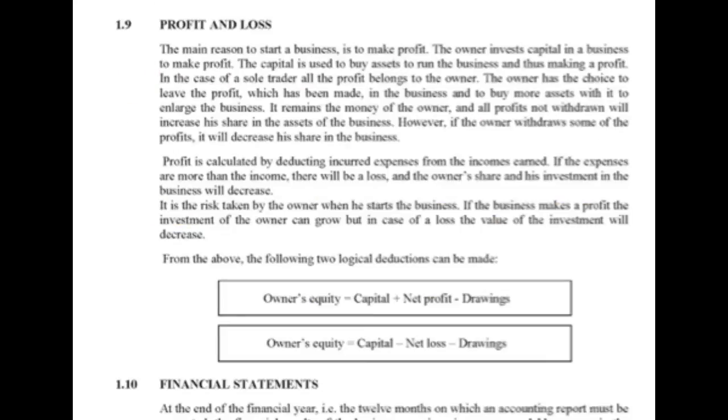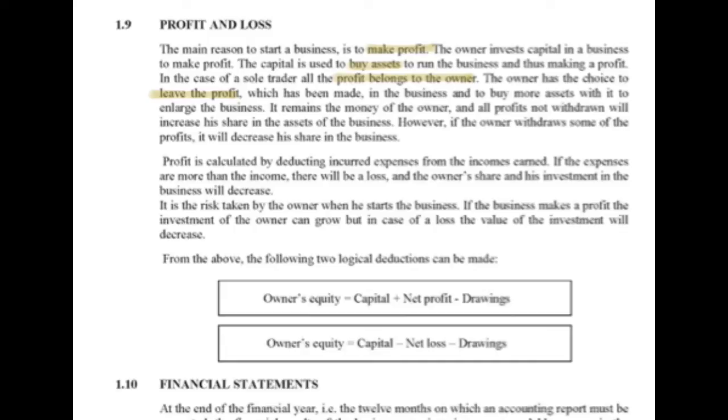Profit and loss. The main reason to start a business is to make a profit. The owner invests capital in the business to make the profit. The capital is used to buy assets to run the business and thus making a profit. So in the case of a sole trader, all the profit belongs to the owner. The owner has the choice to leave the profit, which has been made, in the business and to buy more assets with it. So in other words, to enlarge the business.